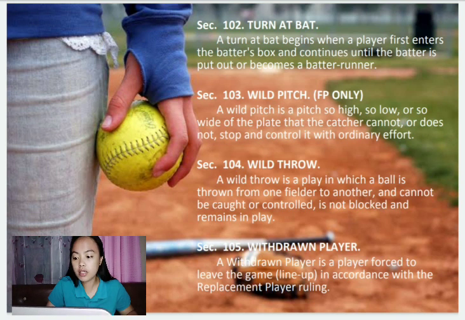Ang turn at bat begins kapag ang player first enters the batter's box and continues until the batter is put out or becomes a batter runner. Next is the section 103, the wild pitch. Ang wild pitch is pitch yan siya na so high, so low, or so wide of the plate that the catcher cannot or does not stop and control it with ordinary effort.